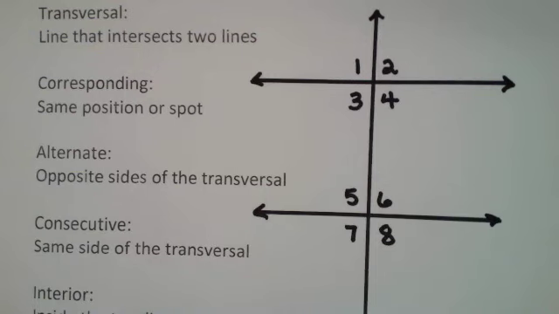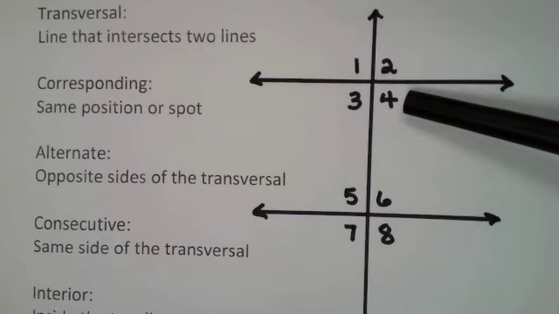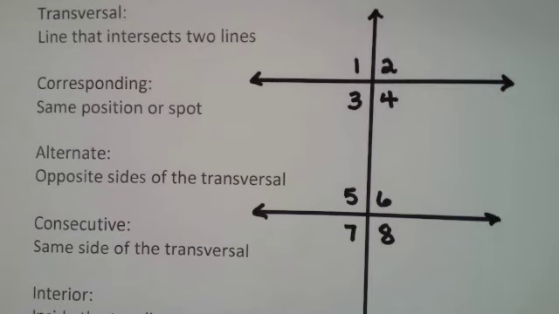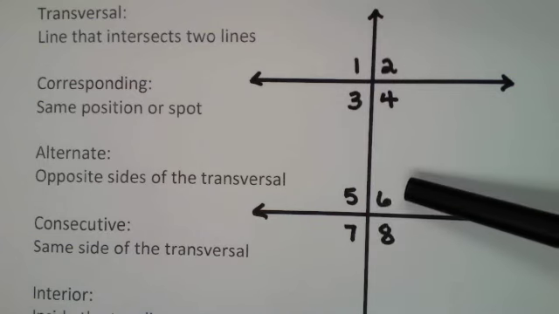We still have vertical angles. Name a pair of vertical angles. 2 and 3 are vertical angles. 1 and 4 are vertical angles. We also have some vertical angles down at the bottom: 5 and 8, 7 and 6.